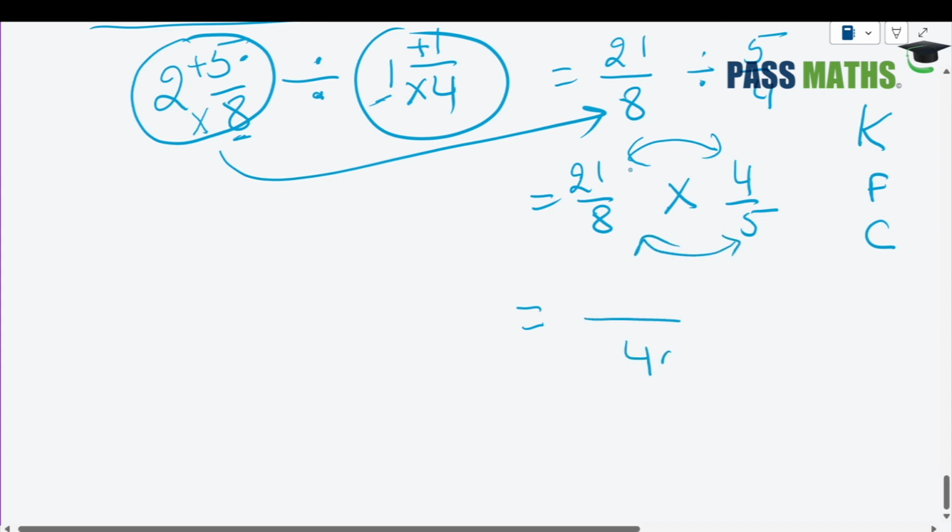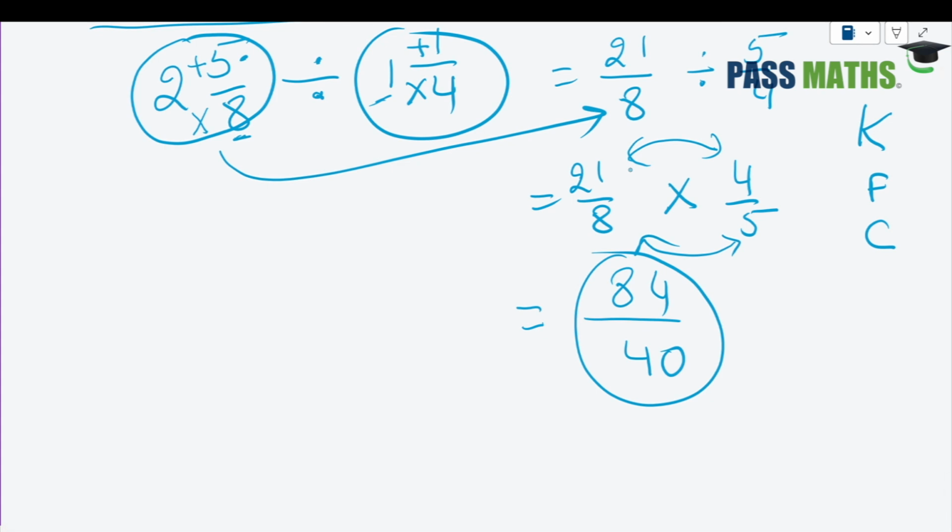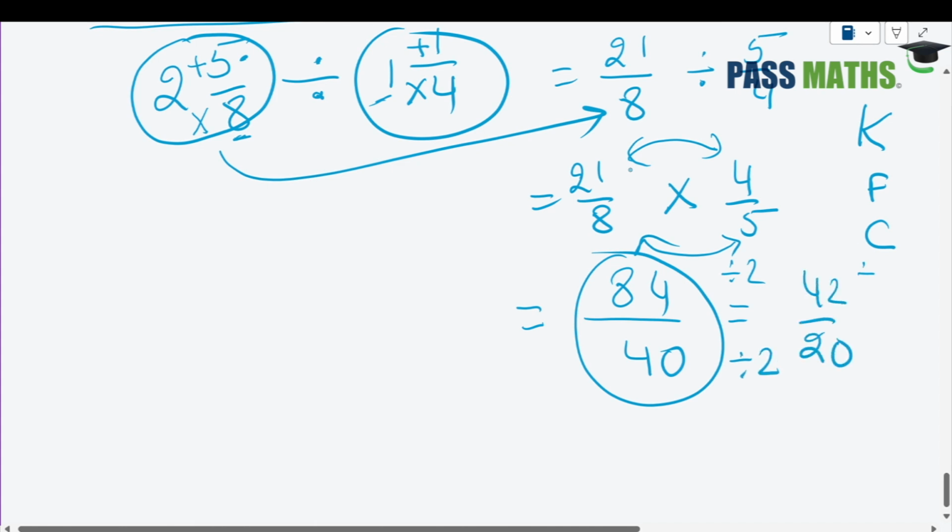That's 5 times 8 is 40, which is the denominator. 21 times 4 will be 84. It's 84 over 40. It is an improper fraction, but before we convert our improper fraction into a mixed number, we must simplify as much as we can. So now let's divide by 2. When you divide by 2, that gives you 42 over 20. We can divide by 2 again, that gives you 21 over 10.